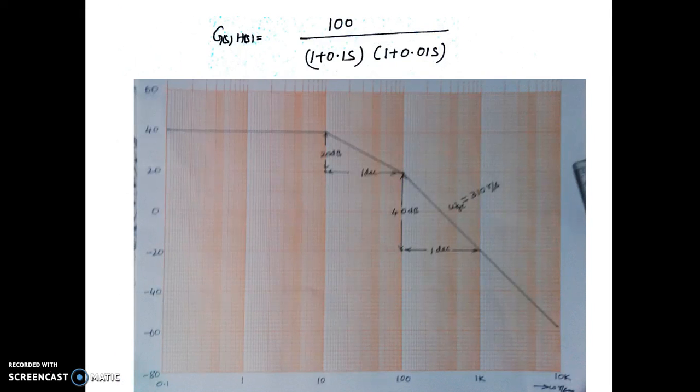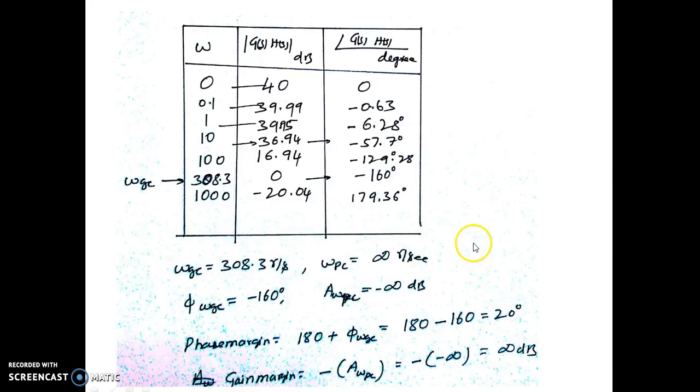So let us go back and see. Now you can see this is the resultant plot. Initially from 0 to 10 radian per second, no slope, that is 0 slope, and after 10 till 100 it is minus 20 dB per decade, then it is minus 40 dB per decade.